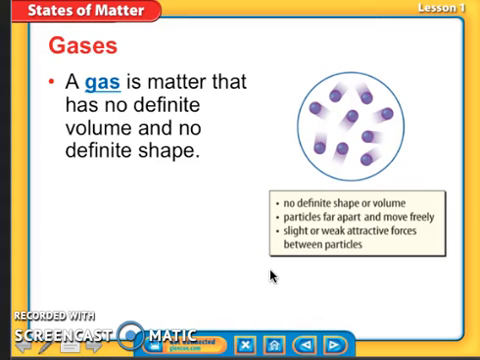The particles are very fast, flying all over. There's gases bouncing off your head and books and everything right now. They do have a slight or weak attractive force between the particles, but it's nothing compared to liquids or even close to solids. Now, they say, wait a minute, it has no definite volume.